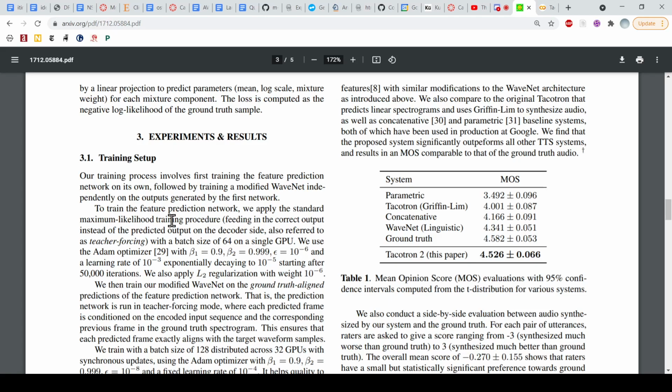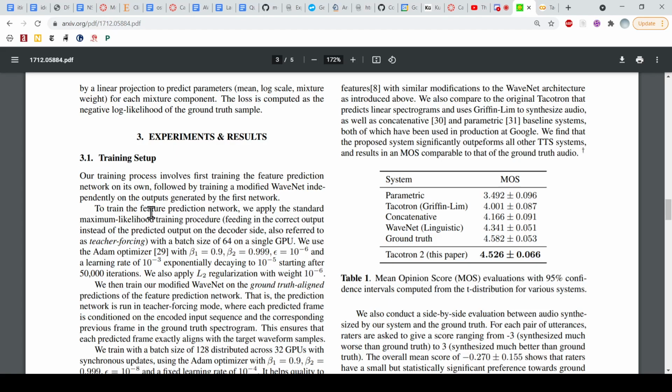To train the feature prediction network, we apply the standard maximum likelihood training procedure. Wait, what? Feeding in the correct output instead of the predicted output on the decoder side, also referred to as teacher forcing, with a batch size of 64 on a single GPU. They talk about their hyperparameters. The prediction network is run in teacher forcing mode.